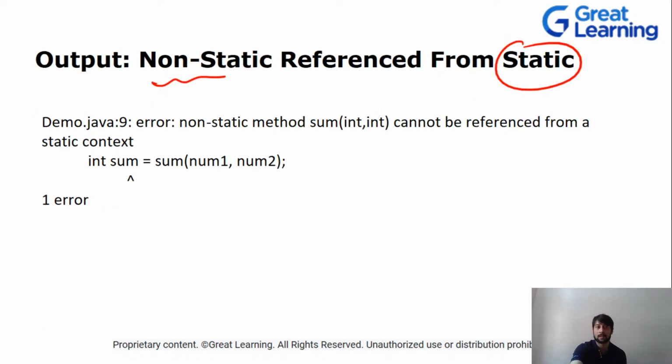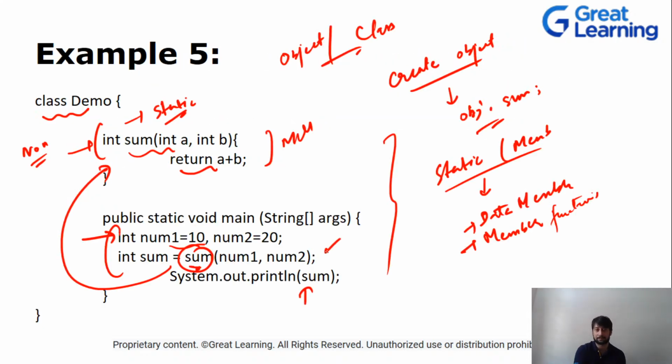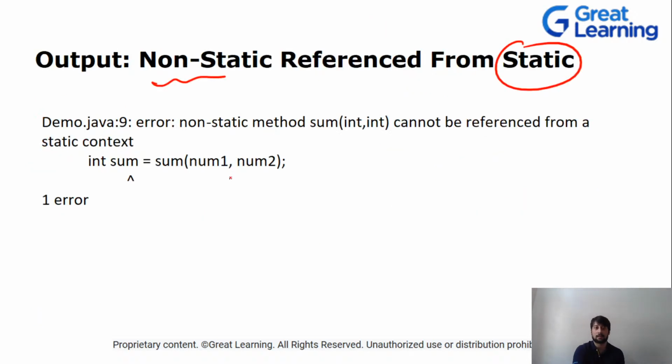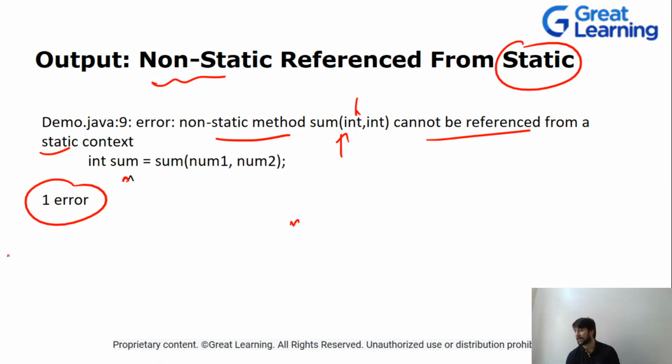Okay, cool. So the error that you will be getting is in line number 9, which is this line, and it will state that the non-static method, that is this method which has two arguments, cannot be referenced from a static context, which is your main method, which is static. So it will throw an error, and there will be only one error. Quickly guys, just quickly confirm.